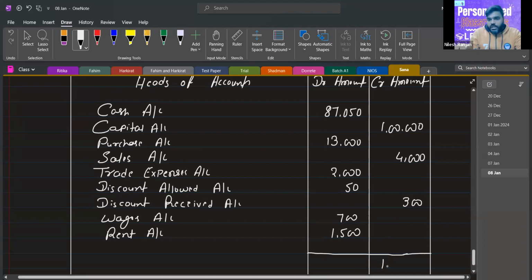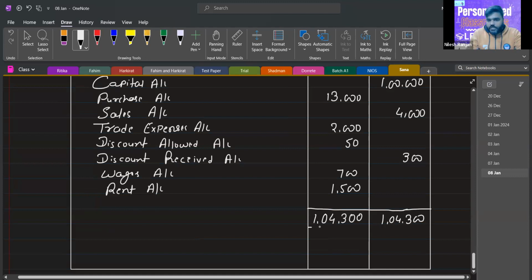It is 1,04,300 on both sides. So this is your trial balance. Tell me if you have any doubt.